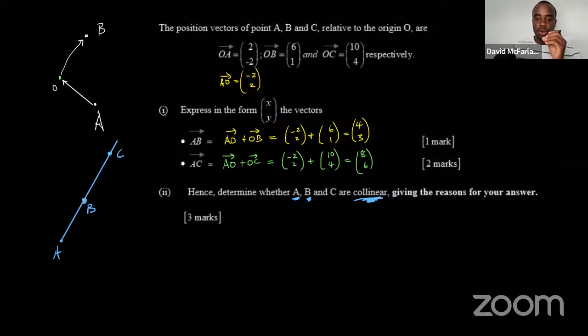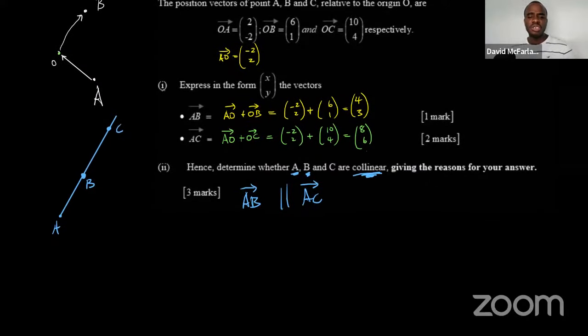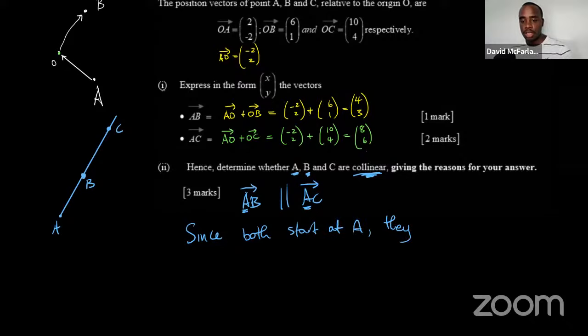So if we're going to show that A, B, and C are collinear, we need to show that AB is parallel to AC and that those two vectors share a common point. Well, we don't need to show that they share a common point because the two of them already have A in it. Since both start at A, they share A as a common point. That one is pretty straightforward.